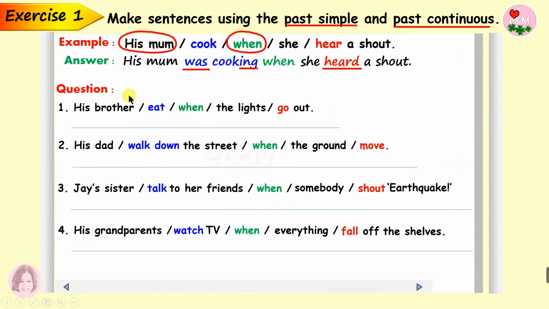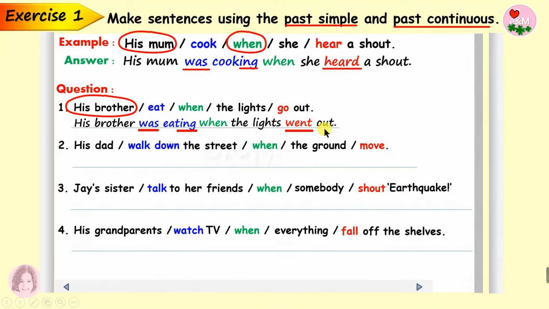Question 1. Again, we use was for the subject, his brother. So, his brother was eating. It is a long action, so that is in past continuous. Was plus verb with ing. When the lights went out. In past simple, go becomes went.